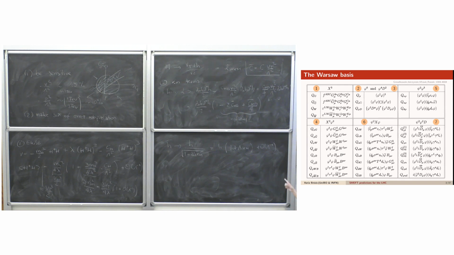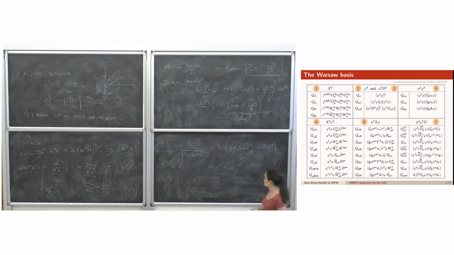And now you do this everywhere in the Lagrangian. So you just shift things around. Luckily, because we're working at dimension 6, we only need to do this on the standard model Lagrangian.